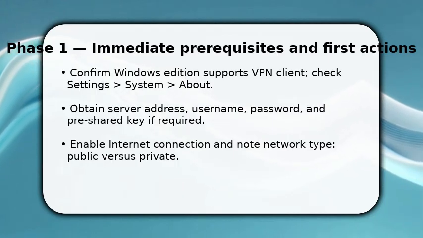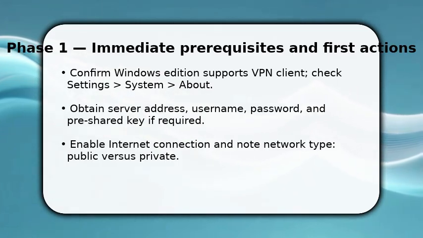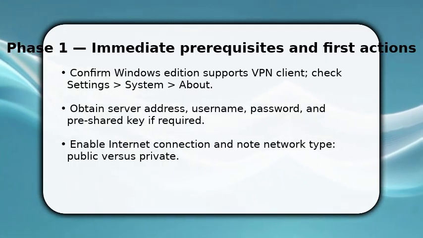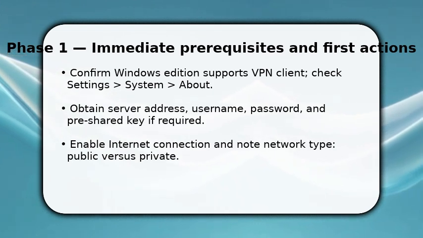Click Add a VPN connection to start, choose Windows built-in, and enter the server and authentication details. Once done, save the profile and keep credentials secure. This initial configuration sets the foundation so the connection can authenticate and route traffic correctly.